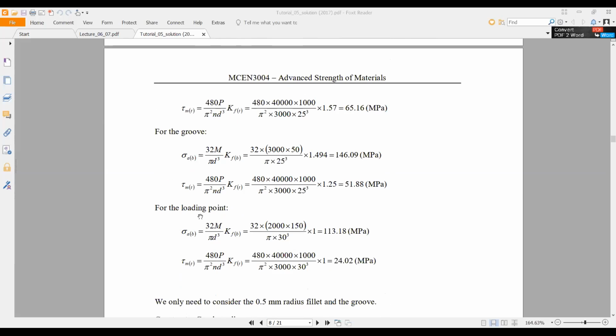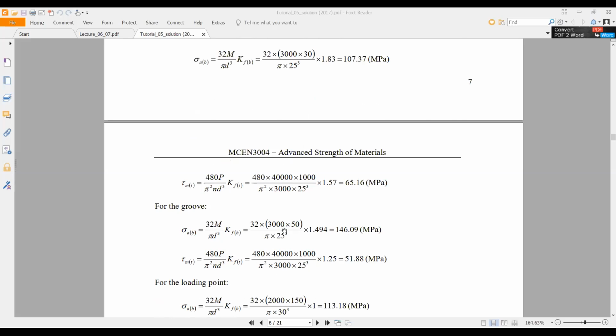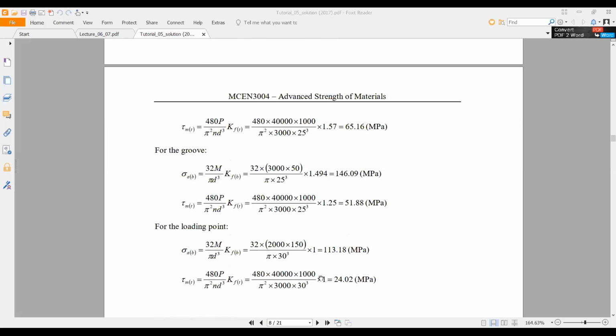And at the loading point, Kf, Kb is equal to 1. Don't worry, they just say Kb, Kft, because it is equal to 1. So you can just substitute here. At the loading point, the bending moment, you need to substitute here. In here you don't want to substitute anything because there is Kf equals 1. So same answer without this one in here, same thing.